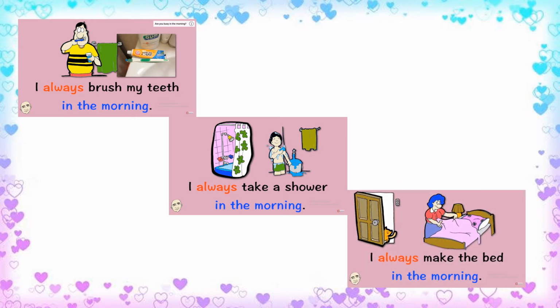Number 3. I always make the bed in the morning.